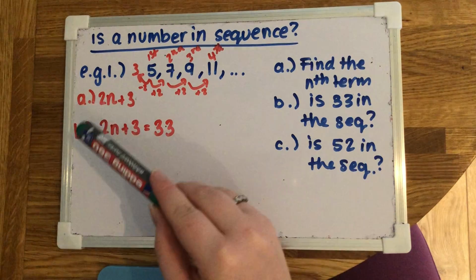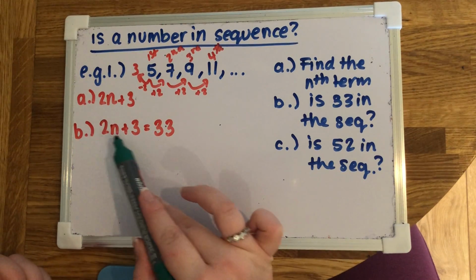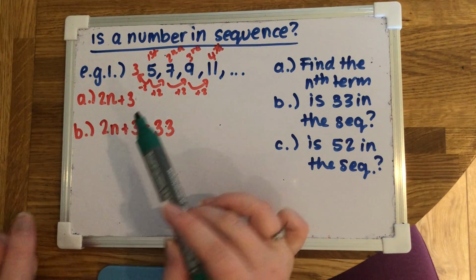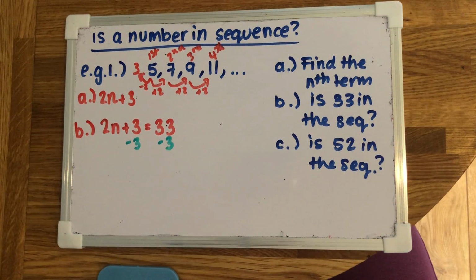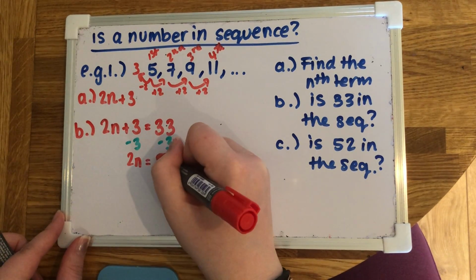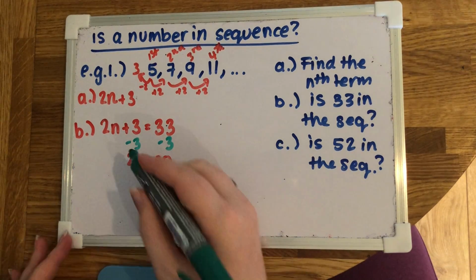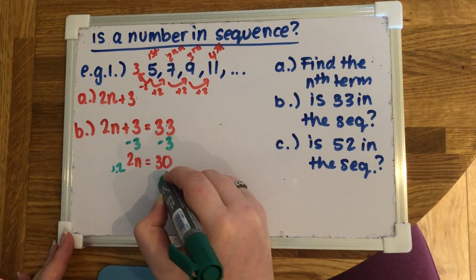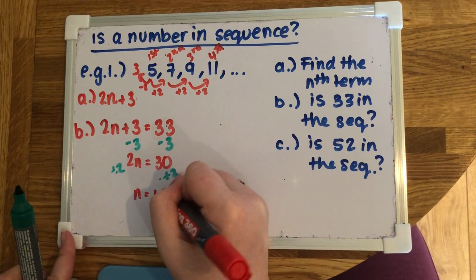So I've made the nth term equal to the number that we're looking at. To solve it, we want to eventually get n on its own. At the moment, it's being multiplied by 2, and you've got this plus 3 here, so I'm going to subtract 3 from both sides. Then I'll be left with just the 2n on the left, and 30 here. Again, I just want 1n, I don't want 2n, so I'm going to divide by 2. So that tells me that n is equal to 15.